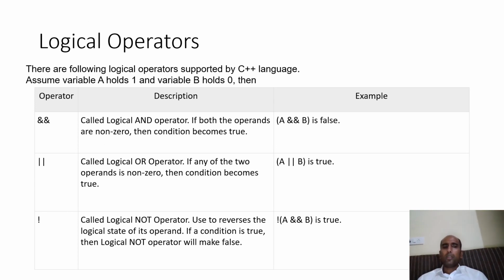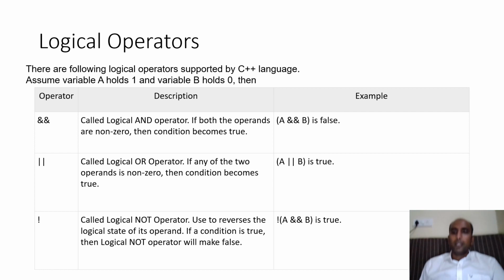Then logical operators. Logical operators are and, or, not. Again, and means if you are specifying two conditions and both conditions are true, it will return true. So you are looking at what is written here: if both the operands are non-zero, meaning true, then the condition becomes true. If any one is false or both are false, it will return false. The same with or: if any one of the expressions is true, then it will return true. If both are true, it will return true. But if both are false, it will return false.